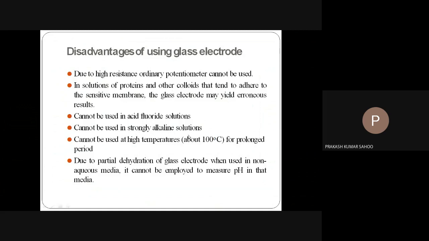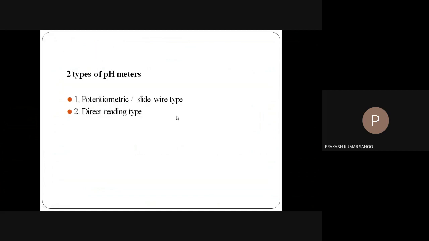And if it is a strong alkaline solution, there will be fewer H plus ions and more OH minus ions, and under that condition also, this glass electrode doesn't perform well. It cannot be used at high temperature for a prolonged period due to partial dehydration of the glass electrode. When used in a non-aqueous medium, it cannot be employed to measure pH in that medium. So these are the disadvantages, and you should remember some of them from the examination point of view.